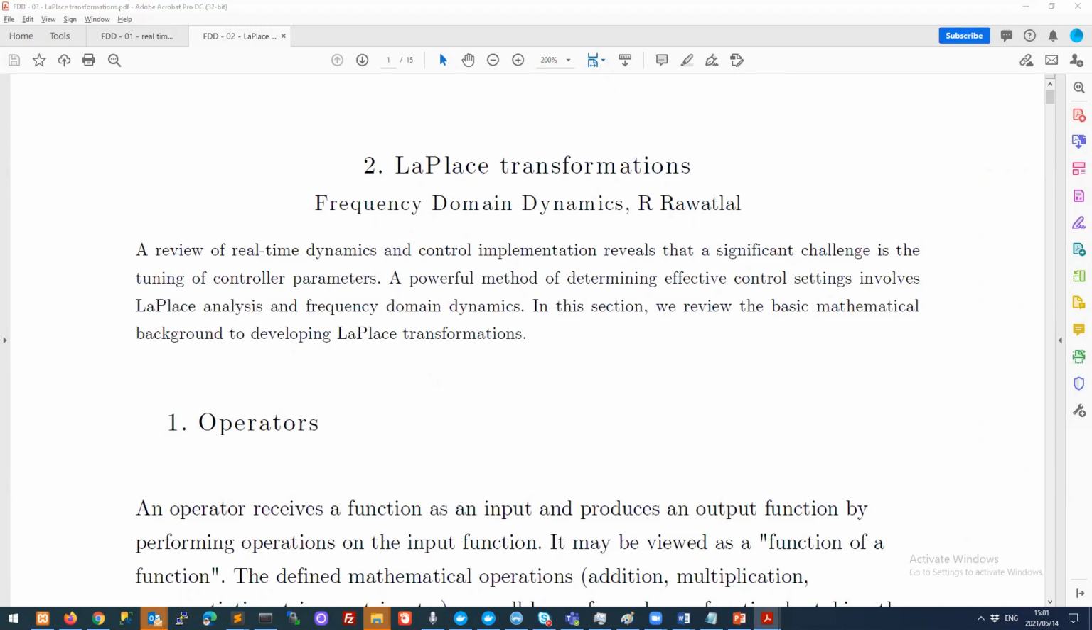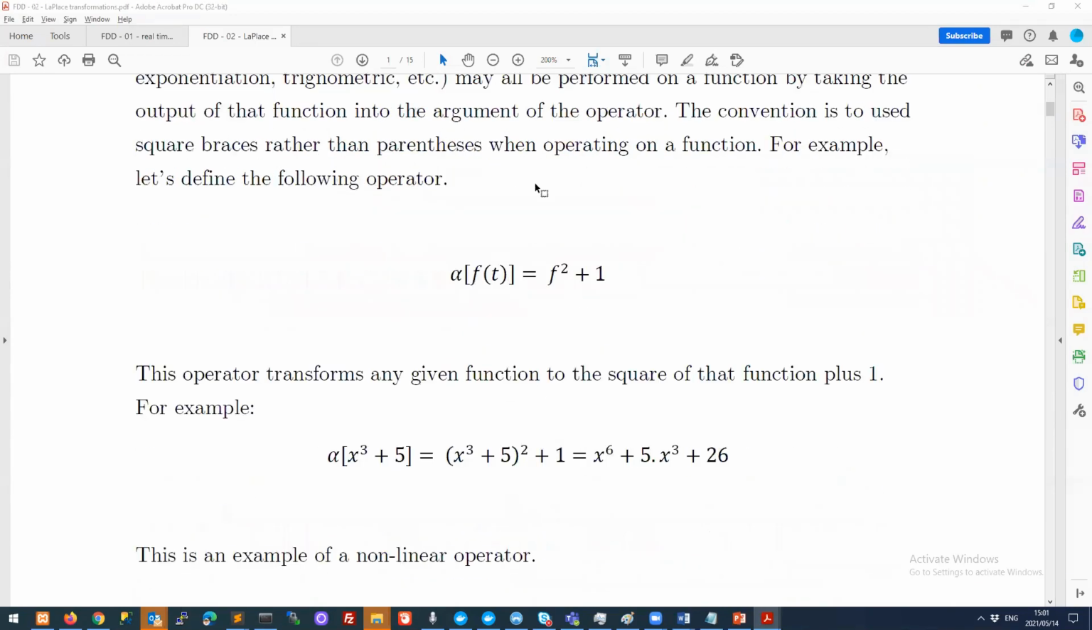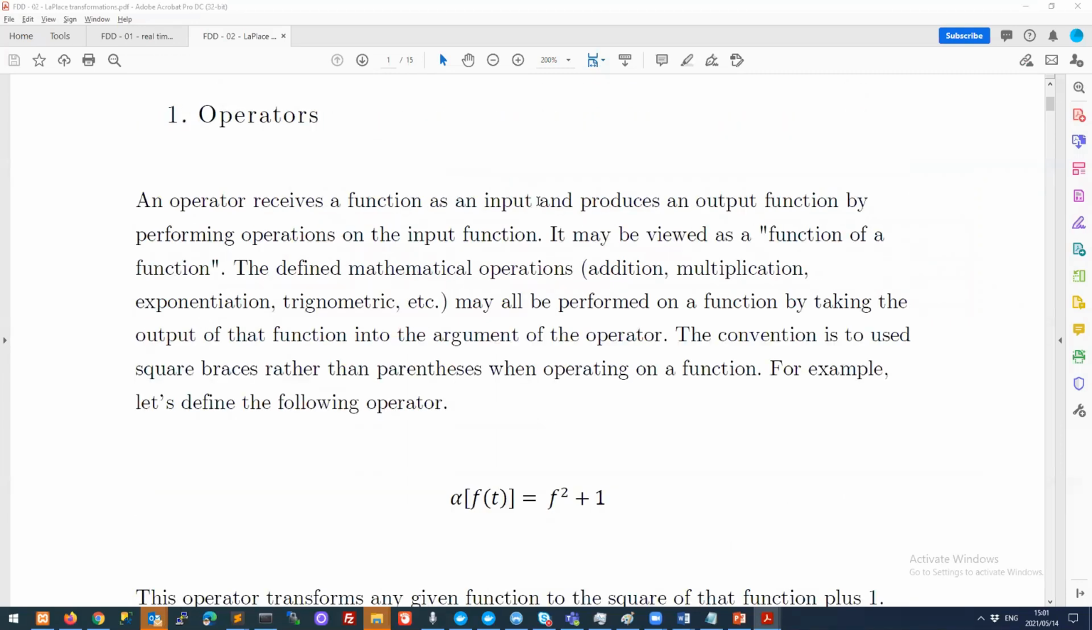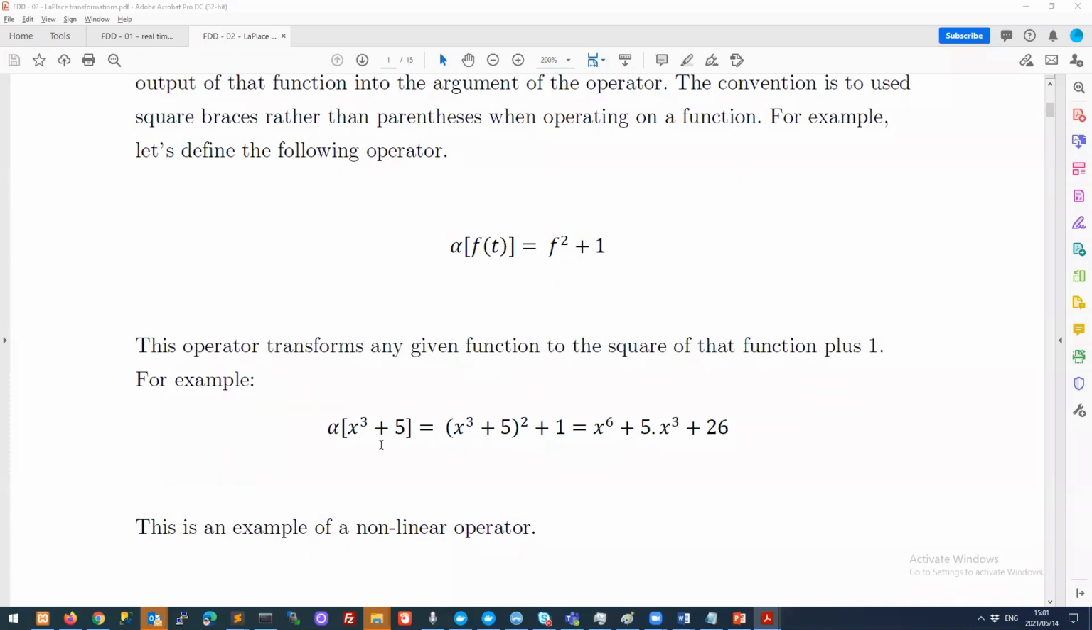So let's look at this. It just introduces the notion of an operator. So an operator here, using the square brackets, will operate on a function. So this operator alpha operating on the function f will return the square of f plus 1. And then here you can define any kind of operation. So you can define x cubed plus 5 and so on.